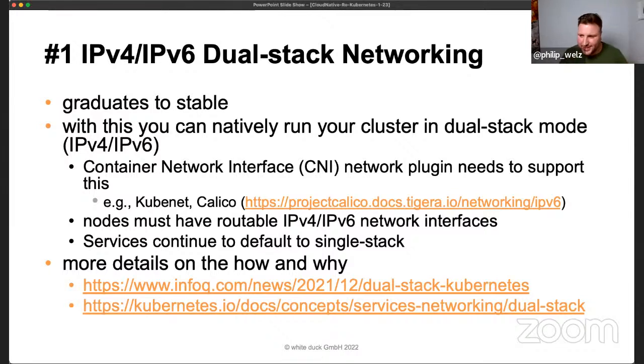So Kubenet, for example, when you have Azure and AKS, or Calico when you also use AKS, or vanilla Kubernetes on your own VMs, the CNI needs to support this. Also, the nodes must have routable IPv6 and IPv4 network interfaces, and by default, the API server and the services still are in single stack mode, so you have to opt in and enable the dual stack function on the API server and the services.